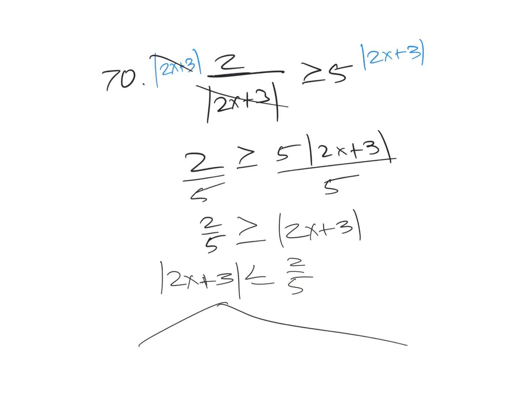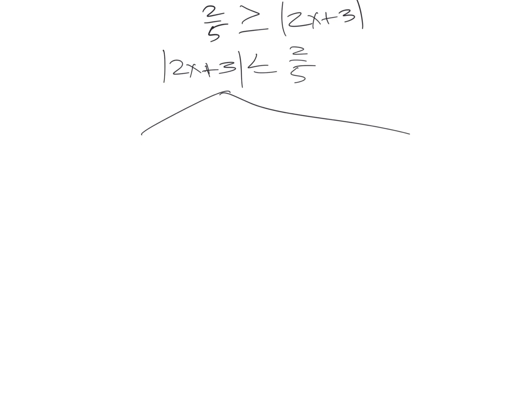Now I split it apart. So let's move everything up here. So 2x plus 3 is less than or equal to 2/5. And then 2x plus 3 is greater than or equal to negative 2/5. So you have to change the direction of your inequality and the sign.